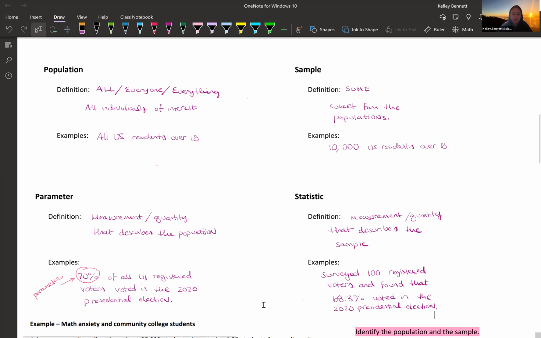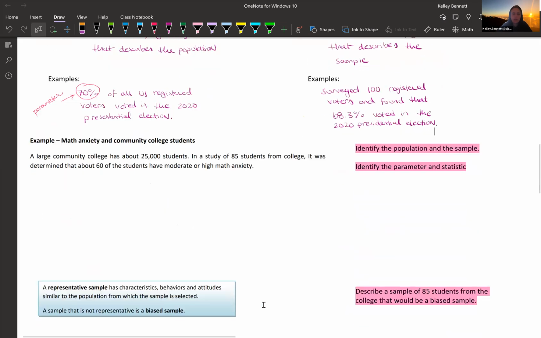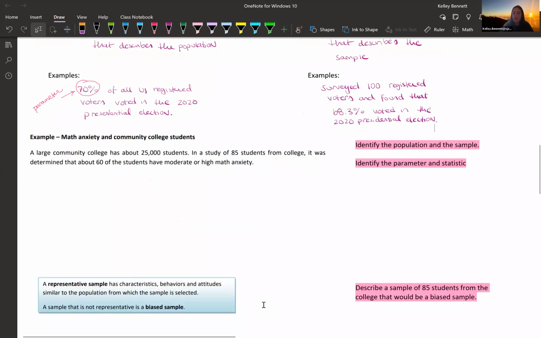So let us do a few examples here. We're just going to identify population, sample, parameter, and statistic. So here we have a large community college, has about 25,000 students, and we're going to do a study of 85 students from the college. And from that sample, we saw that 60 students out of those 85 had moderate or high math anxiety.